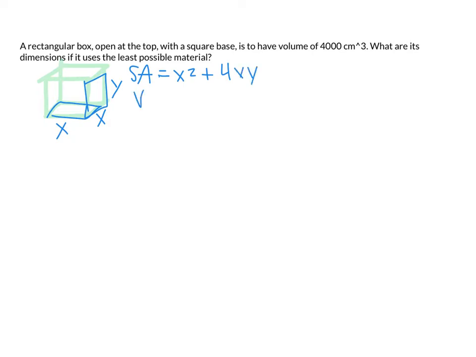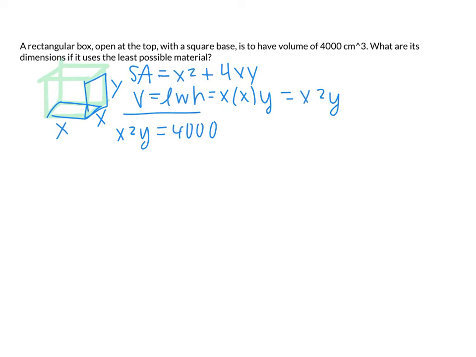Then your expression for volume is just length times width times height, which is x times x times y, x squared y. Now you want to minimize your surface area, so that's what you're going to end up taking the derivative on. So you want to find either the width or the height in terms of the other from your expression for volume. So you know that x squared y is going to equal 4,000.